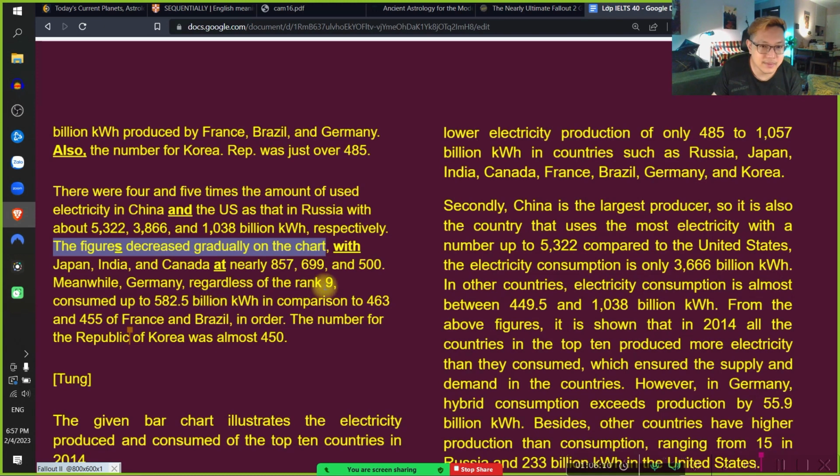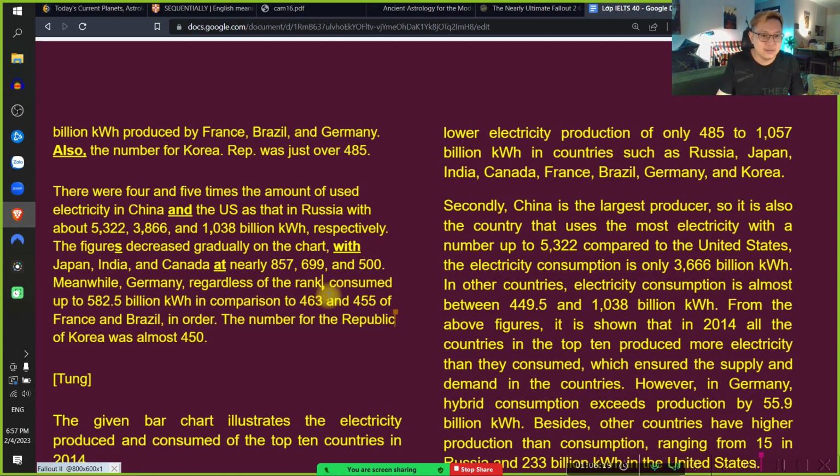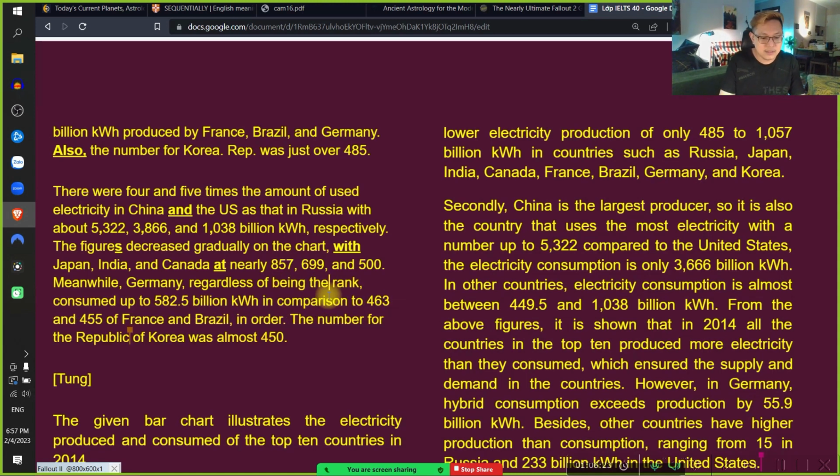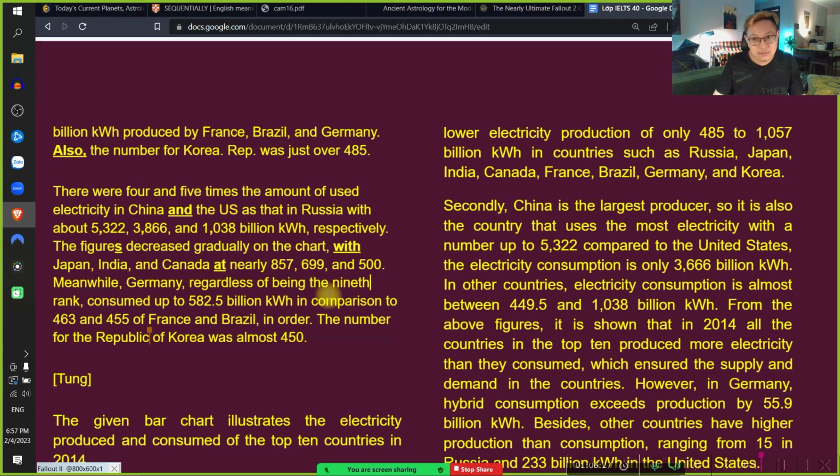Meanwhile, Germany, regardless of the 9th rank. I think it's better to say being at the 9th rank. Being at the 9th rank, consume up to... in order. You can also use in order, to follow an order. In order, very good.